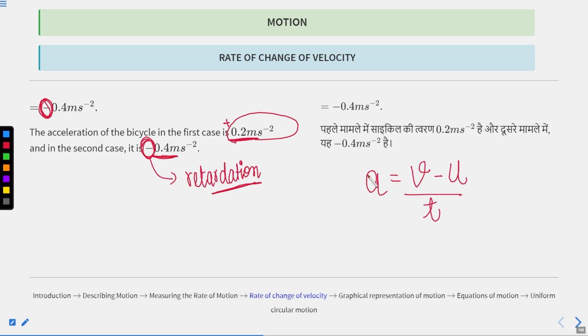So in today's class, we have learned about acceleration. In the next class, we will solve more questions related to acceleration and learn all the graphical representations of distance, displacement, speed, velocity, and acceleration. So see you in the next class.